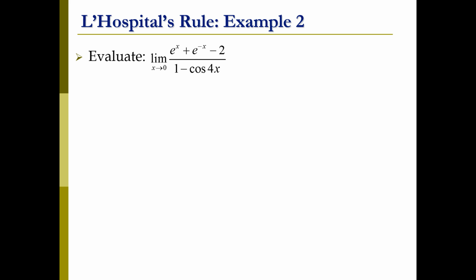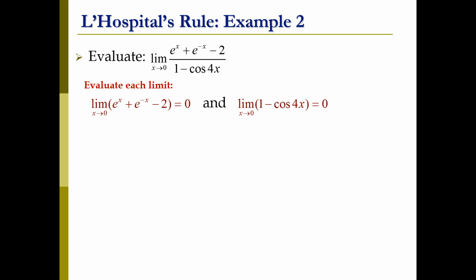Let's look at another one. Let's say we want to find the limit as x approaches 0 of e to the x plus e to the negative x minus 2, divided by 1 minus cosine of 4x. Once again, we want to use direct substitution and see what happens. If we apply the limit as x approaches 0 to the numerator, e to the 0 power is 1, plus e to the negative 0 power is still 1, so we get 1 plus 1 minus 2, which of course is 0.